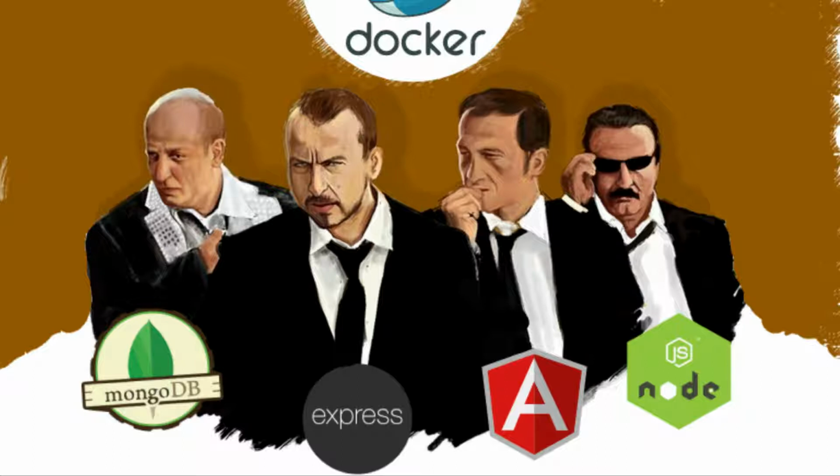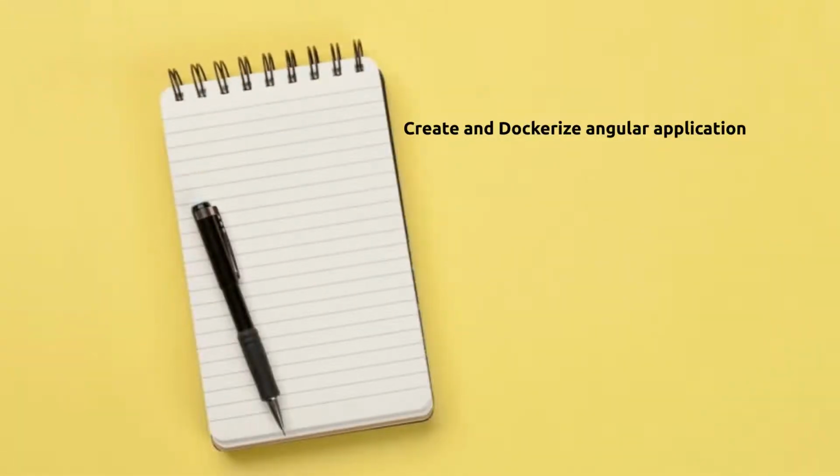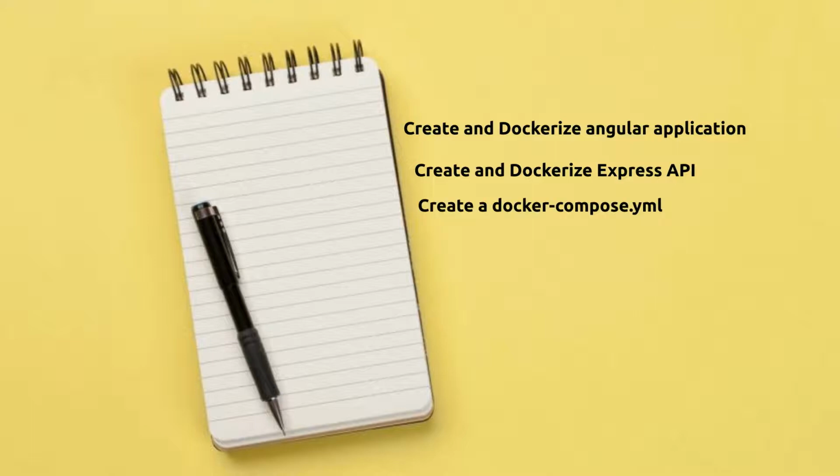So let's get started. This is our plan for today. We will create an Angular application and Dockerize the Angular application using a multi-stage Dockerfile. The second step is to create and Dockerize the Express server API, and create the Docker Compose .yaml file for our services. So let's get started.